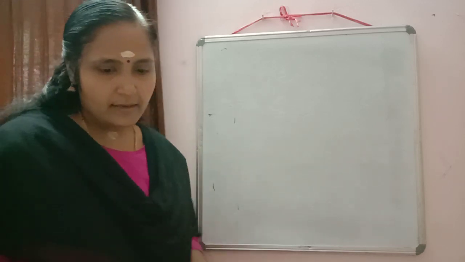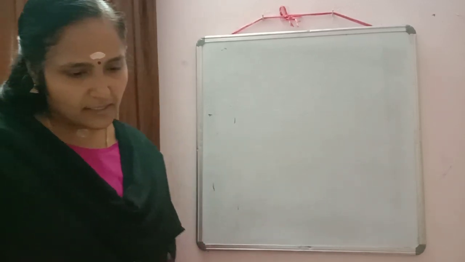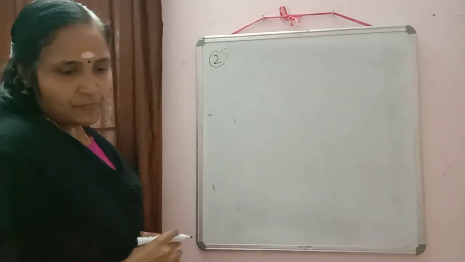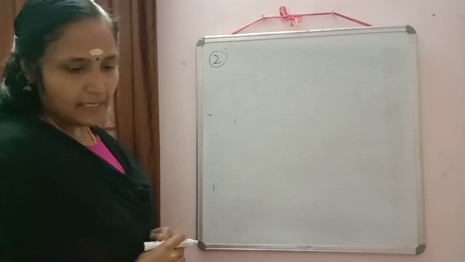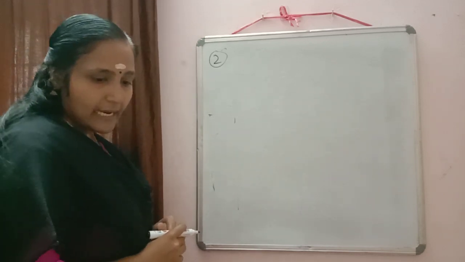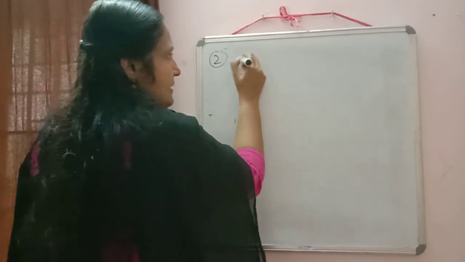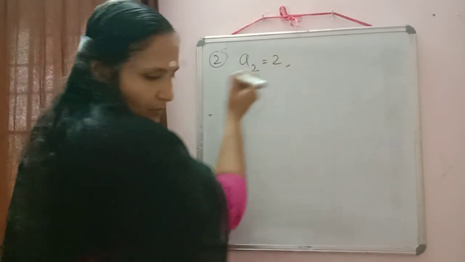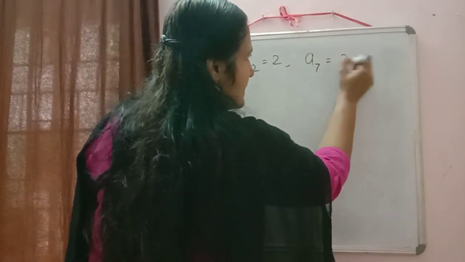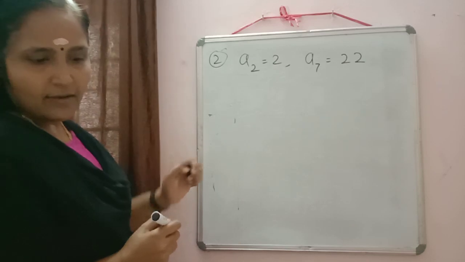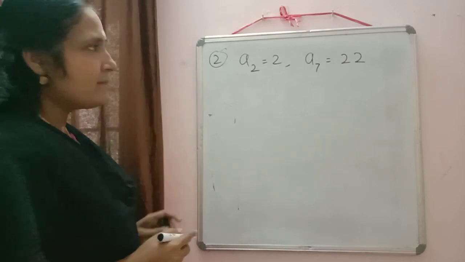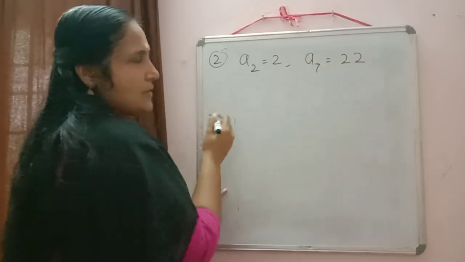So moving on to the next question. Find the sum of first 30 terms of an AP whose second term is 2. That is given, we have to find S30. It is given A2 is equal to 2 and the seventh term is 22, A7 is equal to 22. From these two pieces of information we can calculate the values of a and d. So again, A7 is equal to 22.